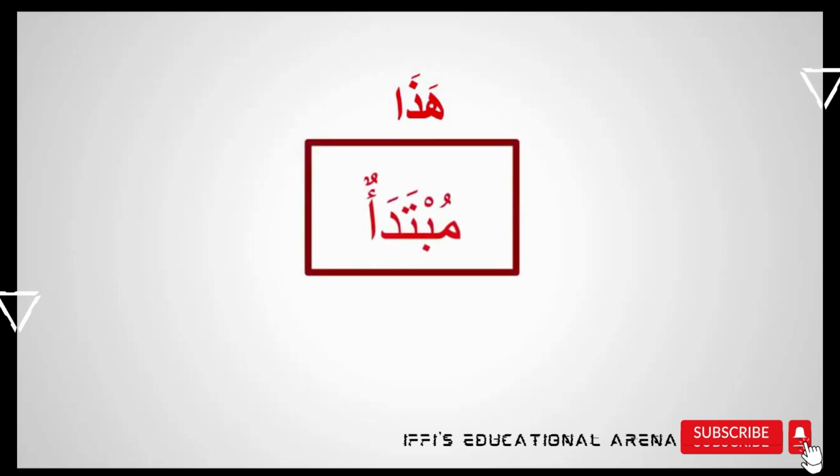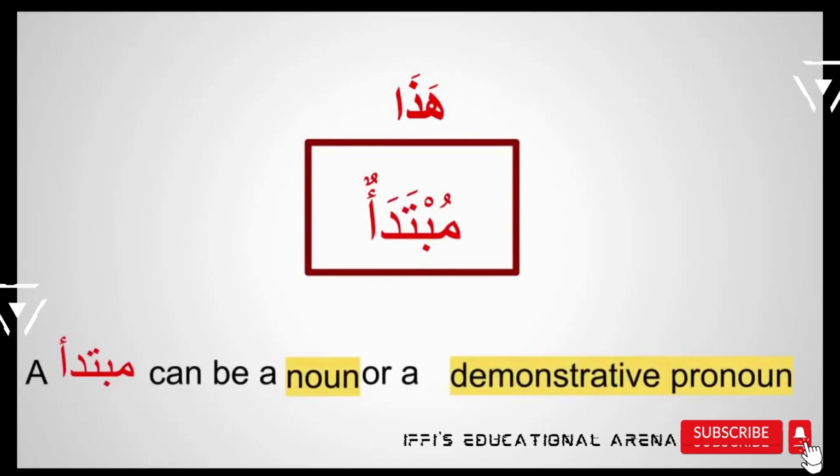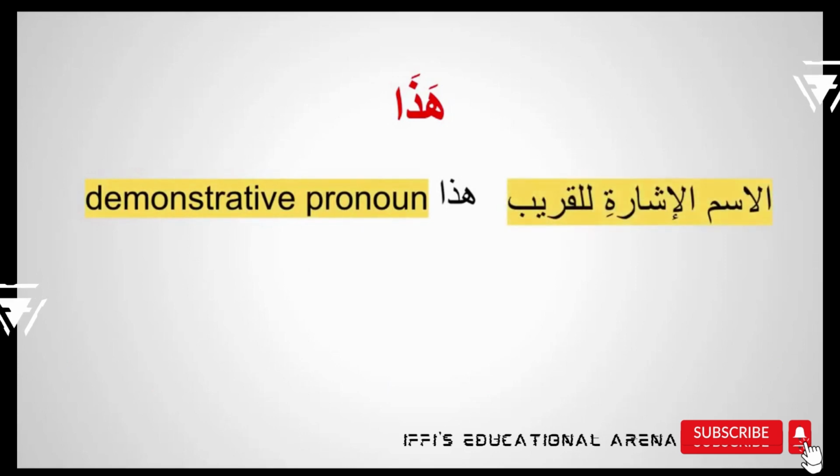So in the previous session, inshallah, we were learning about hadha, and we know that hadha comes as a mubtada. So just quickly going back to mubtada: a mubtada can be a noun or it can be a demonstrative pronoun. So we know now the demonstrative pronoun hadha. Let's see what this demonstrative pronoun is called in Arabic. In Arabic, it's called al-ismul isharatu lil qarib.